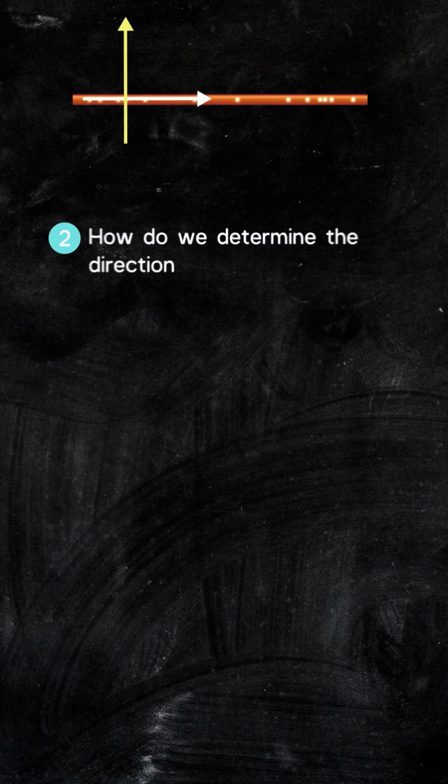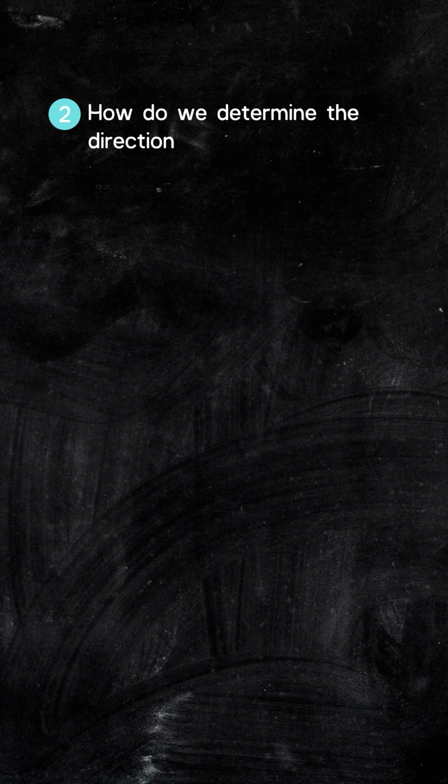The second point, how do we determine direction? We must have a reference or an agreed upon recognized method for determining direction. In each field, they agree on a specific method. We're going to learn two methods, quadrant bearing and true bearing.